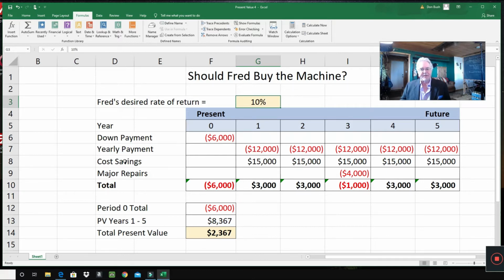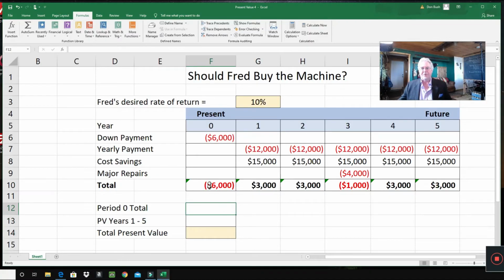Now, cost savings. Cost savings, we have this written as a positive number because just like old Benjamin Franklin said, a penny saved is a penny earned, and Benjamin Franklin was absolutely correct. So we are going to write this cost savings down as a cash inflow. Major repairs. Fred believes that at the end of year 3, he's going to have to make some major repairs to this machine, and it might cost as much as $4,000. So that would be a cash outflow, so that is negative. Now, if there were other cash flows, we would write them down, but these are all the cash flows that Fred's aware of. So what we'll do here is just simply total up the columns.